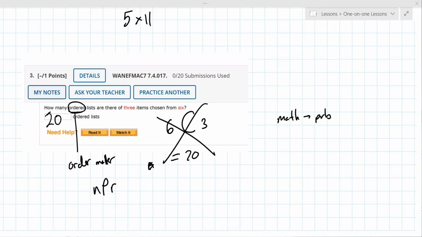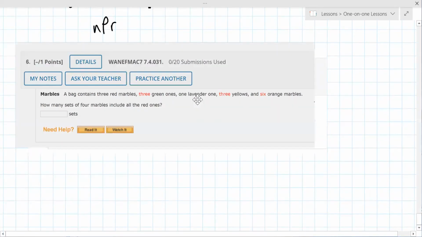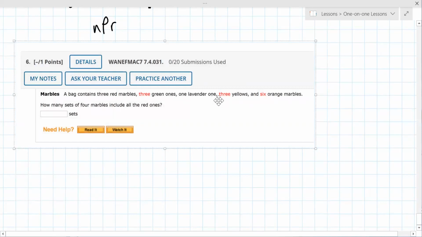All right, let's go to number 6 here. A bag contains 3 red marbles, 3 green ones, 1 lavender one, 3 yellows, and 6 orange marbles. How many sets of 4 marbles include all the red ones? Okay, so you're choosing 4. How many total do we have? We have 3, 3, 1, 3, and 6. So that's 16. 16 choose 4.